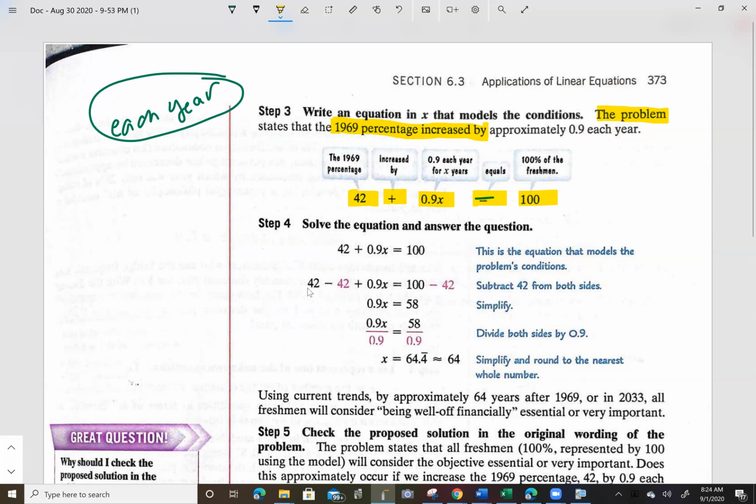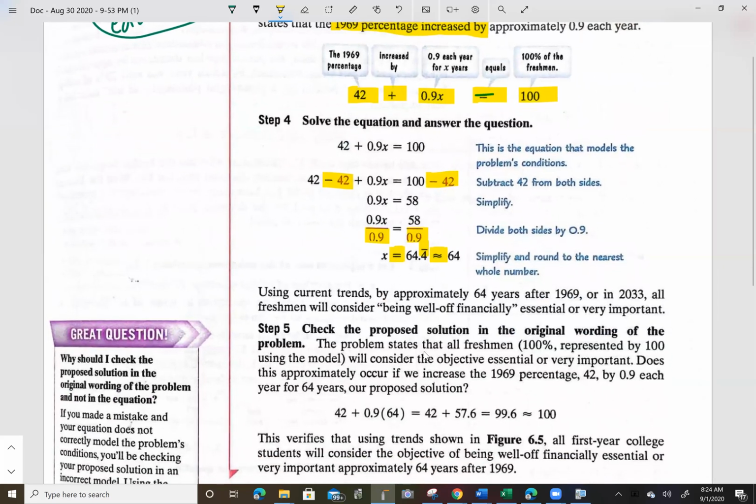Okay, solve this equation and answer the question. So the first thing they do is they subtract 42 from both sides. Then they divide both sides by 0.9, and they say that x is equal to approximately 64. They used the real equal sign here because they have that repeating above the 4, okay? And they are rounding it to the nearest whole number, although I don't think they had to, because years can have portions of years. Like that's going to be pretty close to 64.5 years.